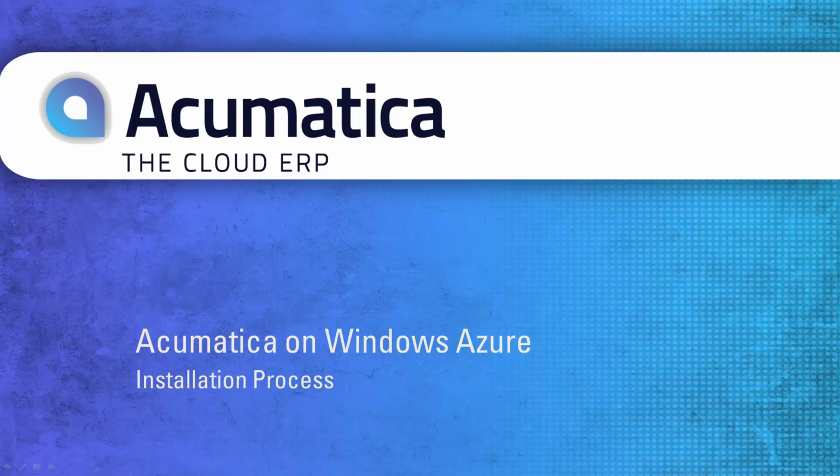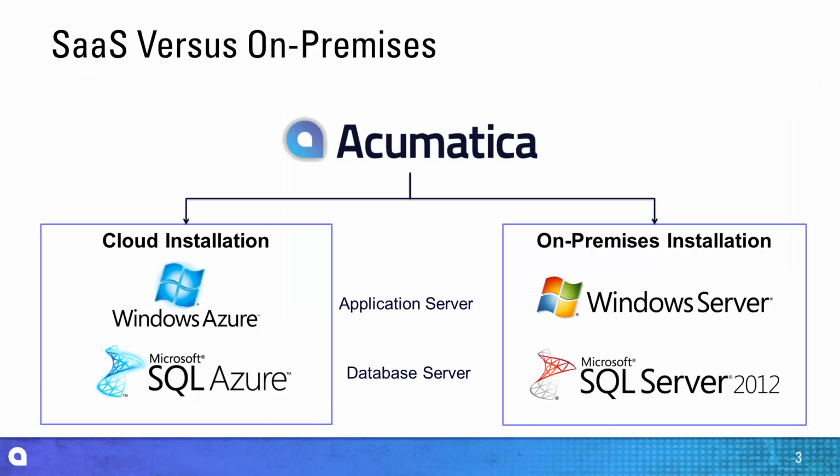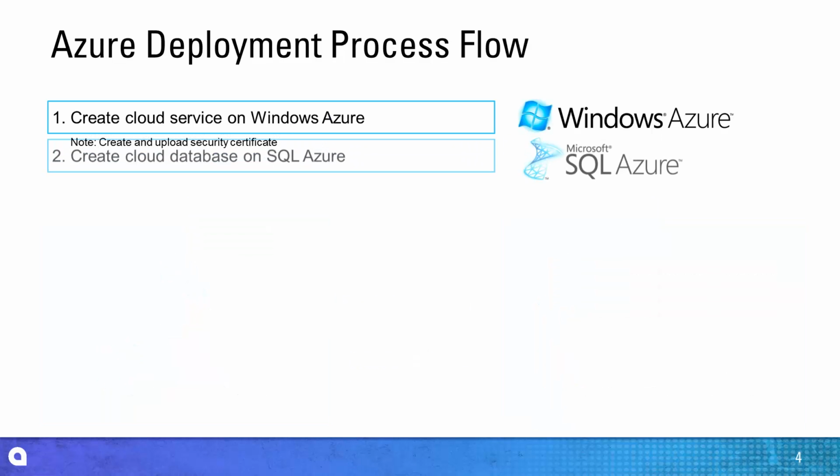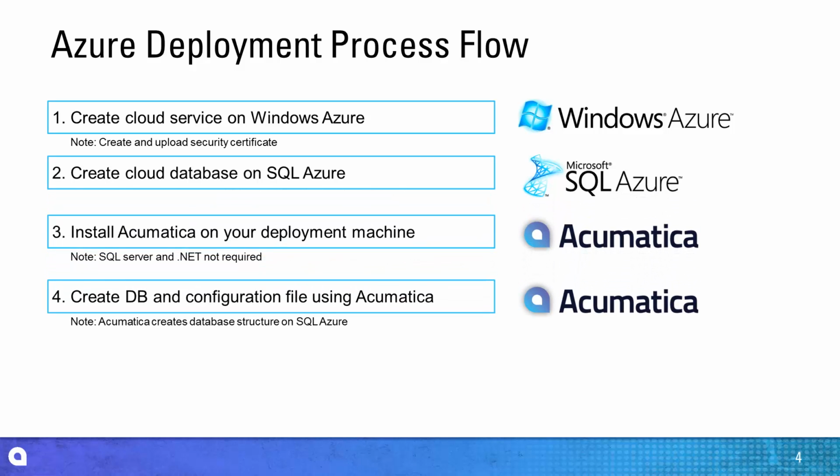Installing Acumatica on Azure. Acumatica is designed for use on cloud platforms like Windows Azure. A cloud deployment reduces hardware costs and scales rapidly, so you pay only for resources you consume. The same Acumatica software can be installed locally or on Microsoft Windows Azure. In this video, I will demonstrate how to install Acumatica on Windows Azure.